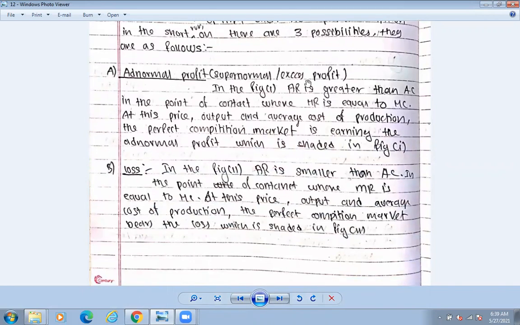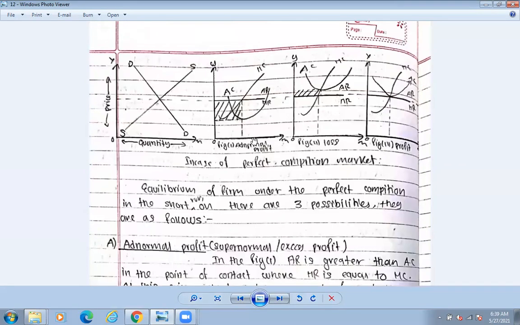Okay, so if AR is greater than AC, revenue is greater than cost, then what we call it? That is called the abnormal profit. Okay, in this point of contact where MR is equal to MC.